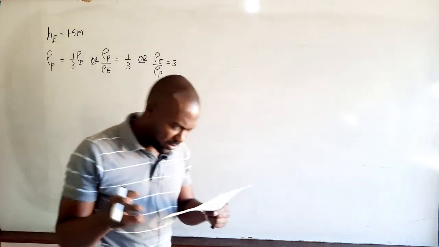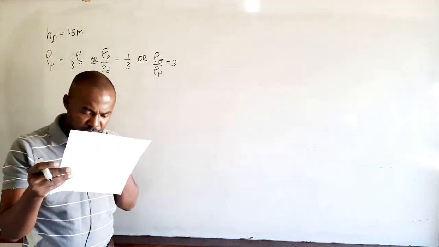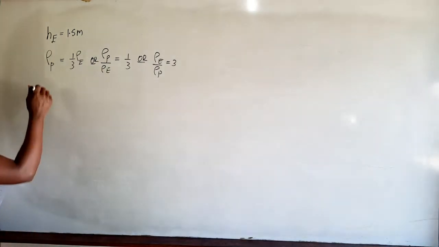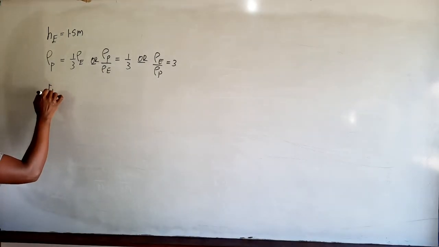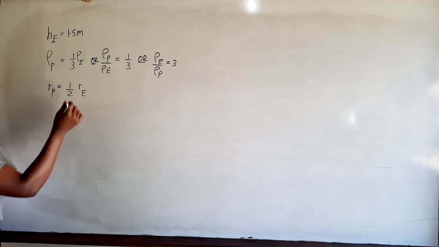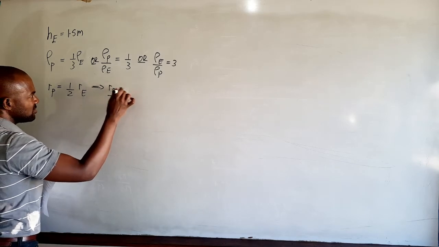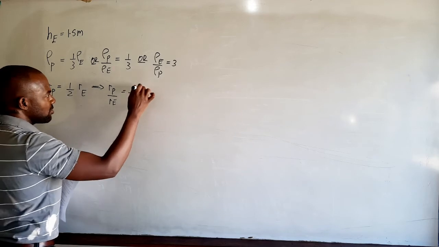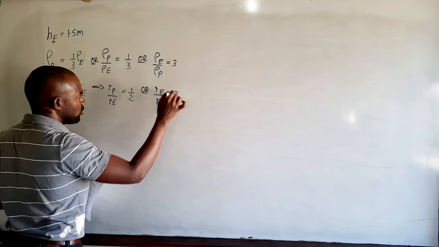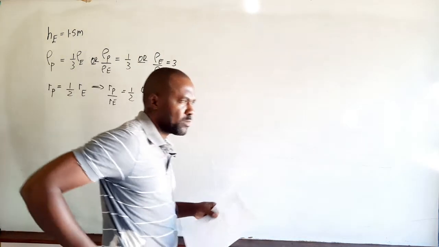We're also given a relationship between the radius of the planet and the radius of Earth. The radius of the planet is 1/2 that of the Earth. So if we call the radius of the planet r subscript P, then this is equal to 1/2 times the radius of the Earth, from which we can also see that Rp over Re is equal to 1/2, or the radius of the Earth divided by the radius of the planet is equal to 2. Somewhere in our working, one of those ratios will be used.